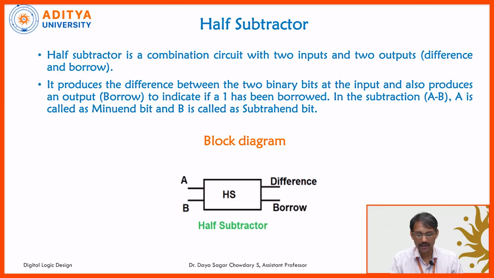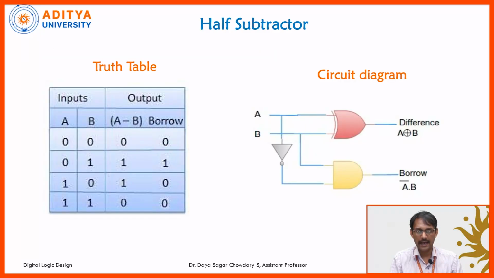In the subtraction A minus B, A is called the minuend bit and B is called the subtrahend bit. So we call the first input the minuend and the next one the subtrahend, and we call them A and B. So A and B are the inputs and difference and borrow are the outputs here, same as the half adder. So A and B are the inputs here, and we have to subtract one from the other.